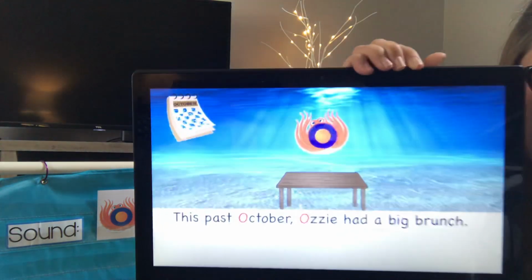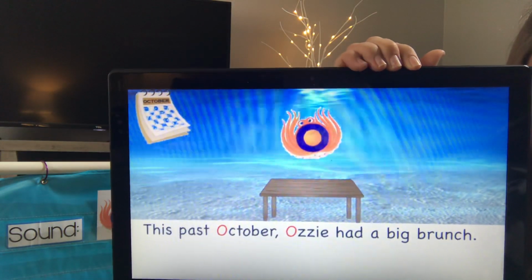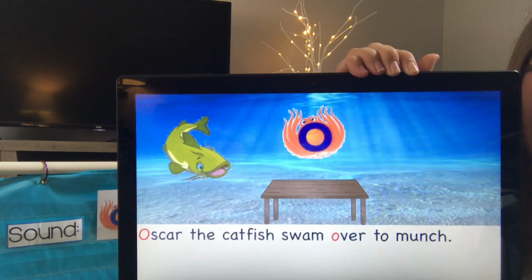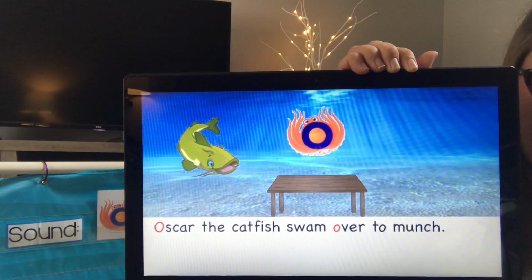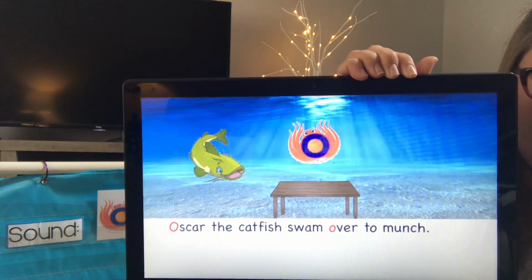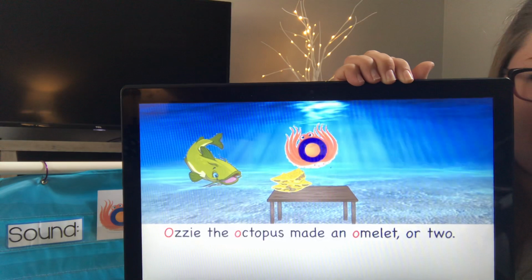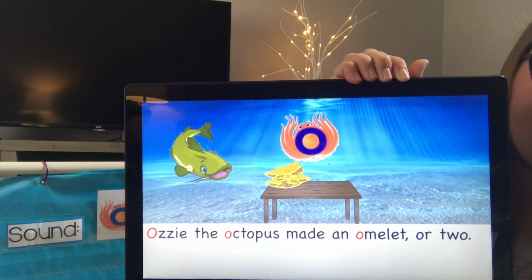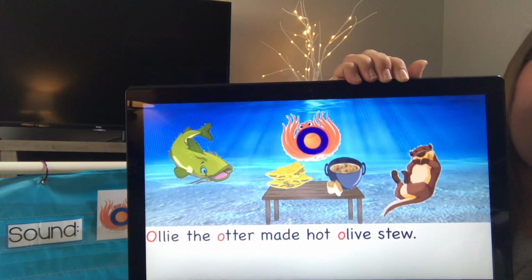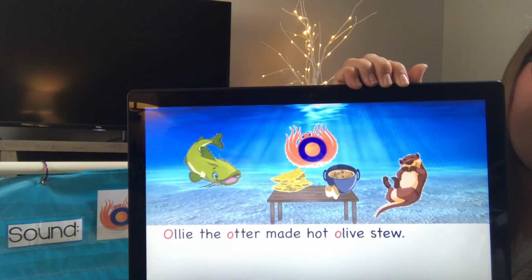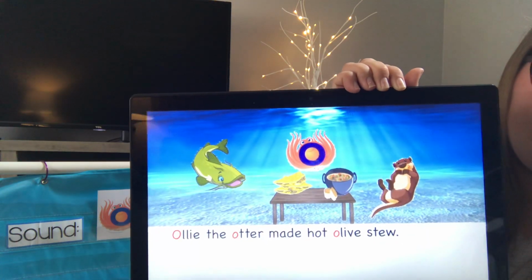This past October, Ozzy had a big brunch. Oscar the catfish swam over to munch. Ozzy the octopus made an omelet or two. Ollie the otter made hot olive stew.